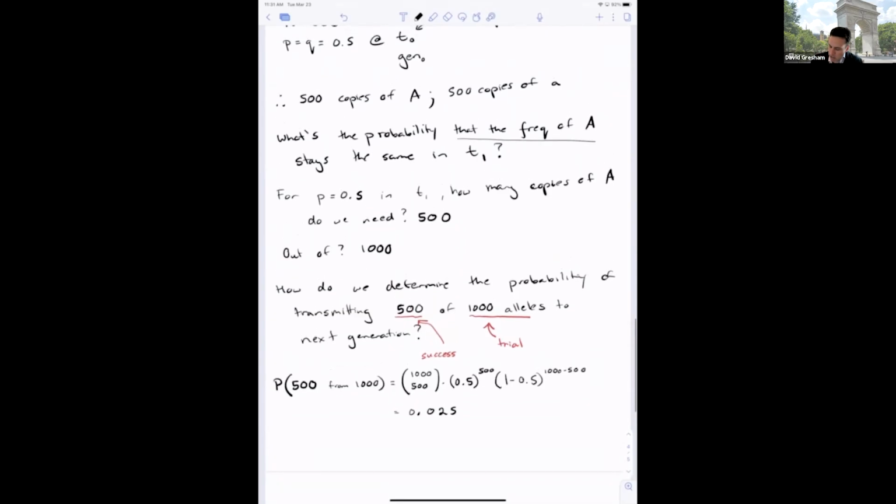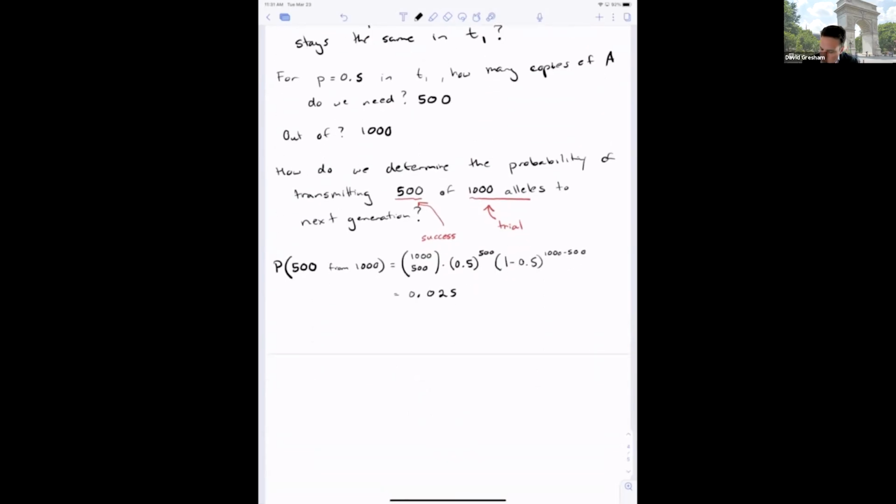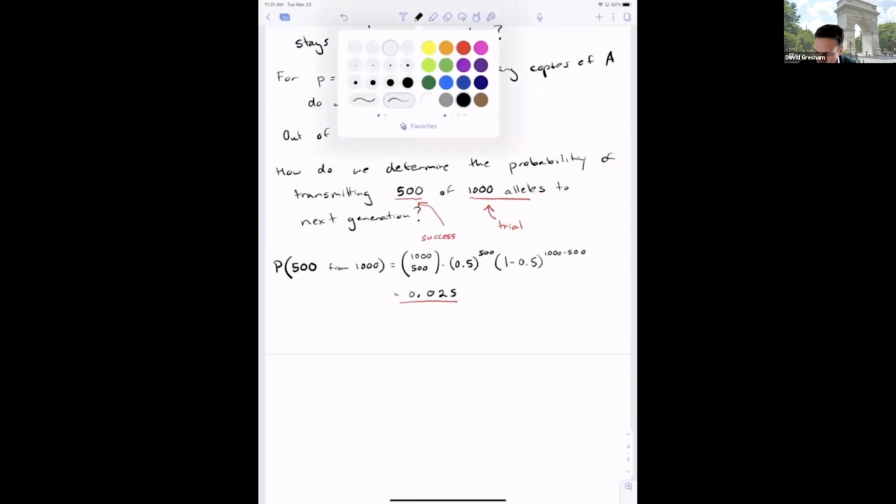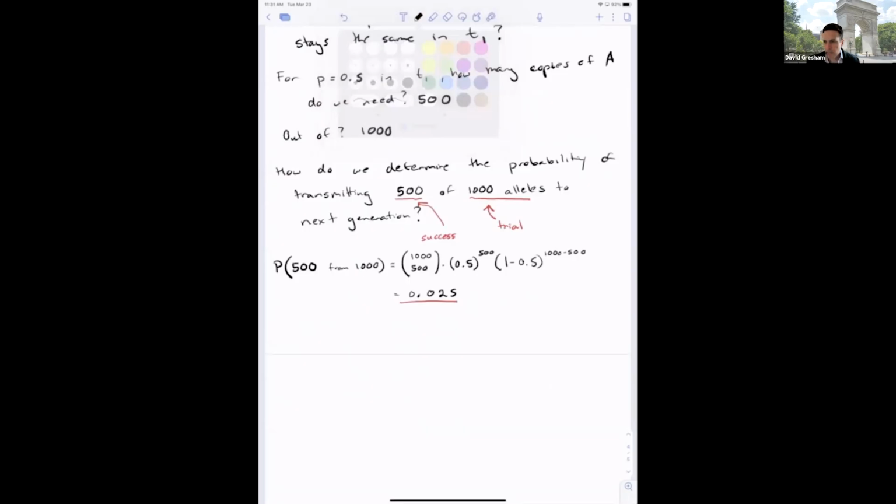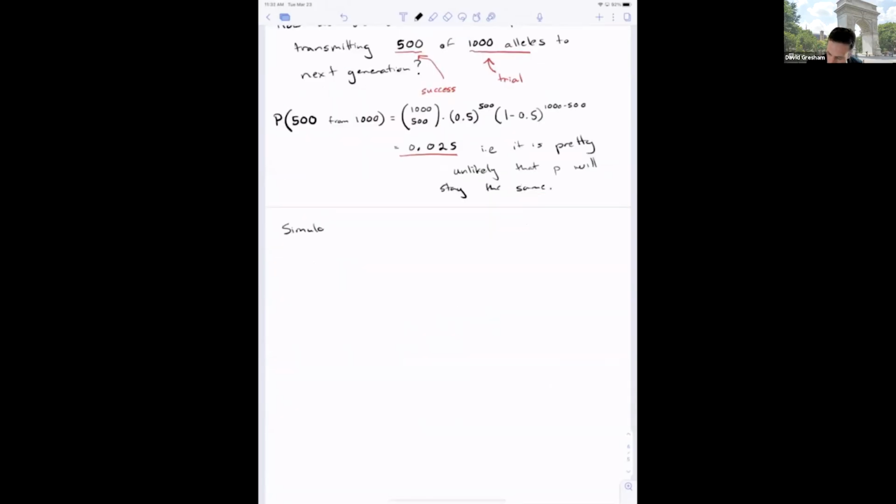So here the question I've asked is, what is the probability that the frequency of the A allele stays the same in our next generation? And I've used the binomial probability to compute that. I see that, in fact, the probability is very low that it's going to stay the same in the next generation. Through this process of random sampling, the allele frequency is going to change in some way; it is pretty unlikely that p will stay the same. And so we can use this same concept now to simulate drift across time, across multiple generations.